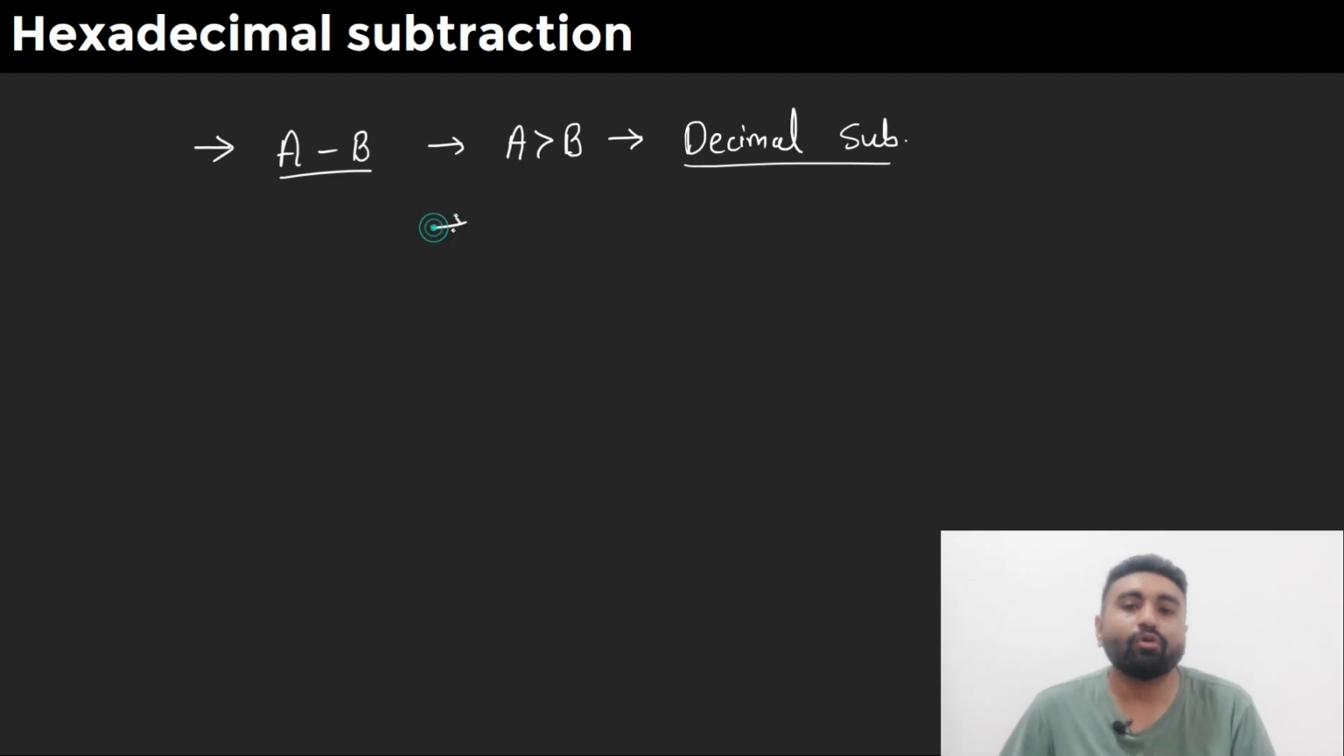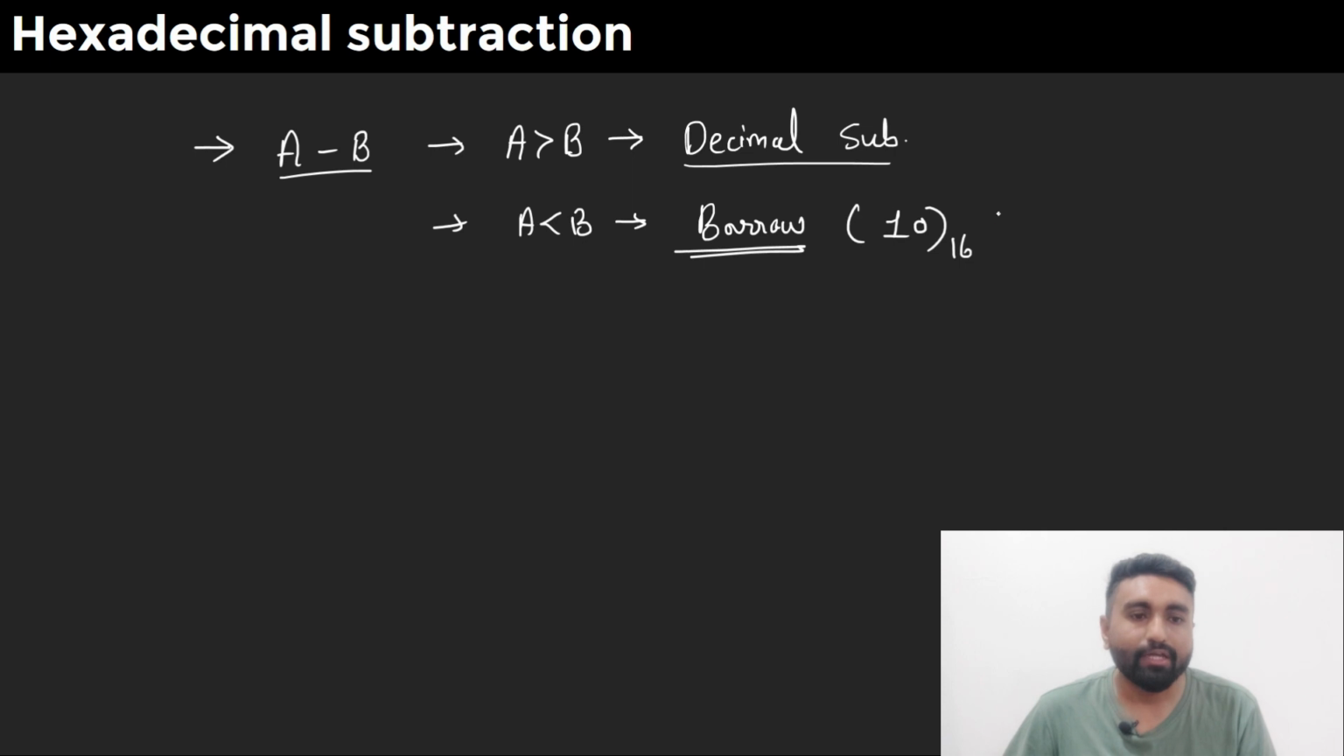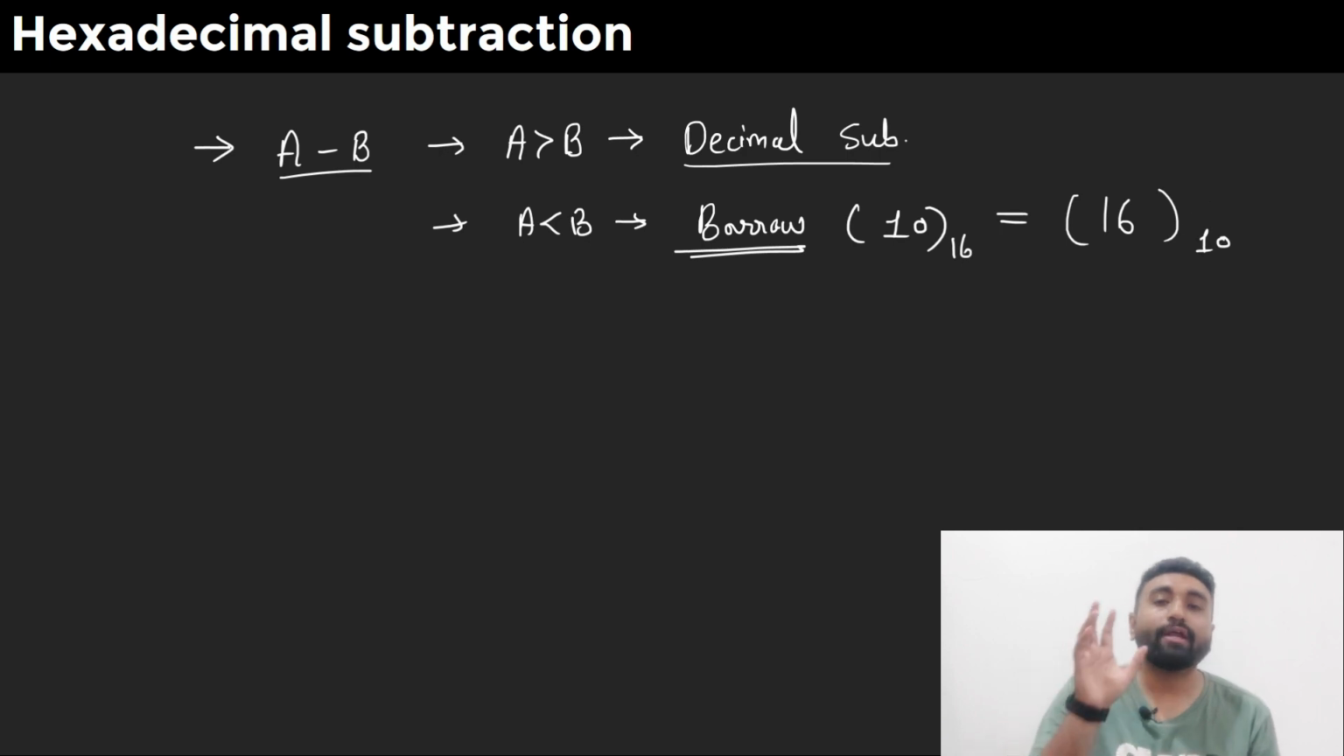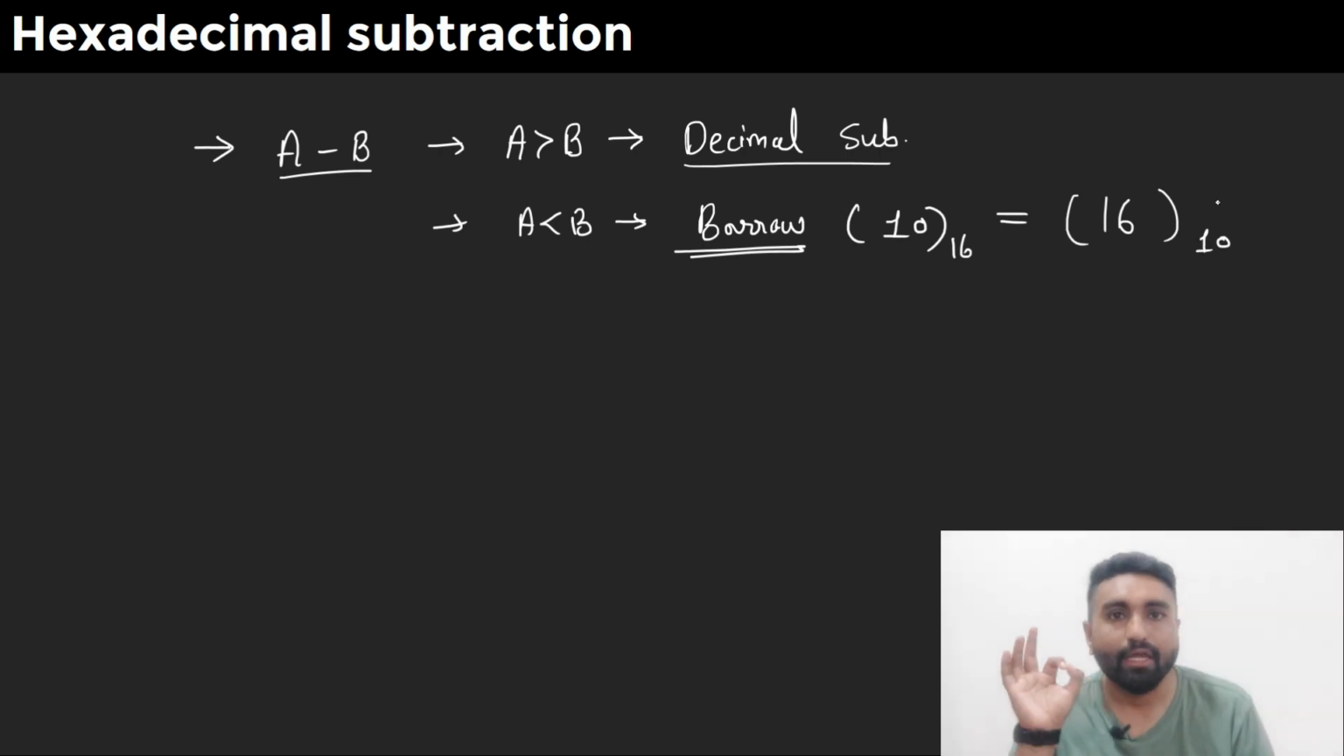But let's say your number a is less than b. In this case, we have to take the borrow, and the borrow is 10. Borrow is 10, and 10 is basically the hexadecimal number, so hexadecimal 10 in decimal will be 16. That you need to understand. So here you are taking the borrow from 16. Let's understand this with an example.